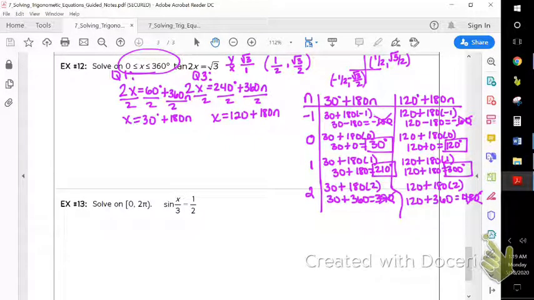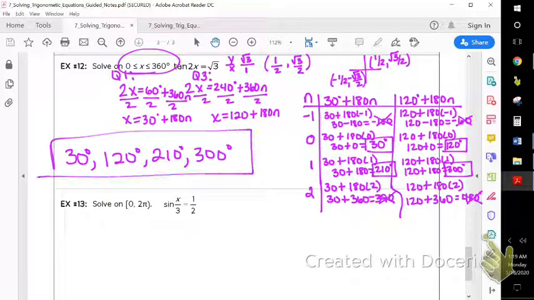So there's our 4 answers. We have 30 degrees, 120 degrees, 210 degrees, and 300 degrees. And you can rewrite them, or you can just leave them boxed inside the table there. I can see them. So there's our solutions.